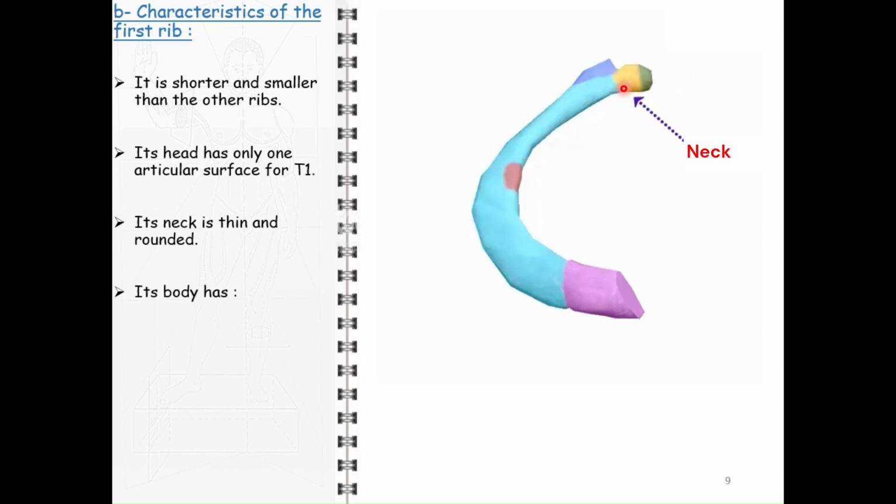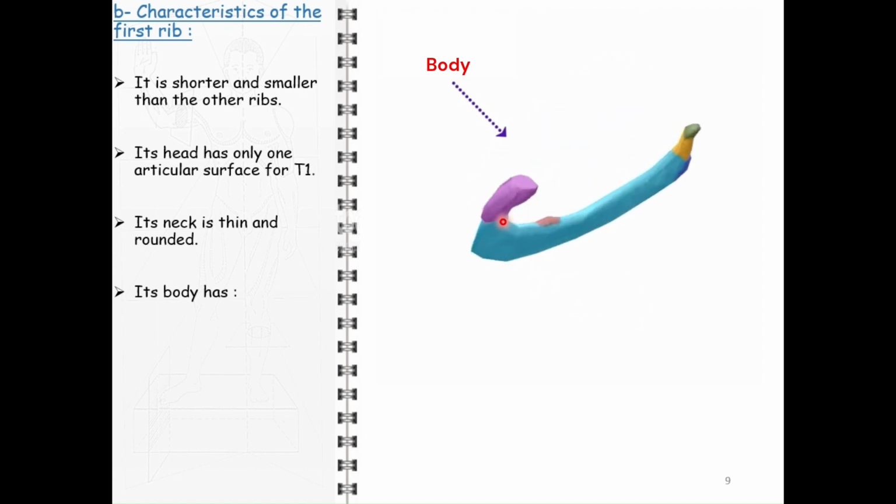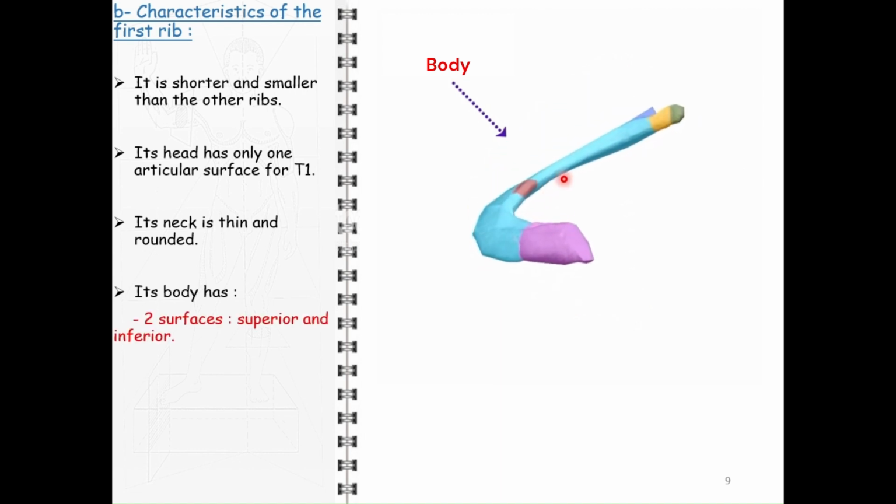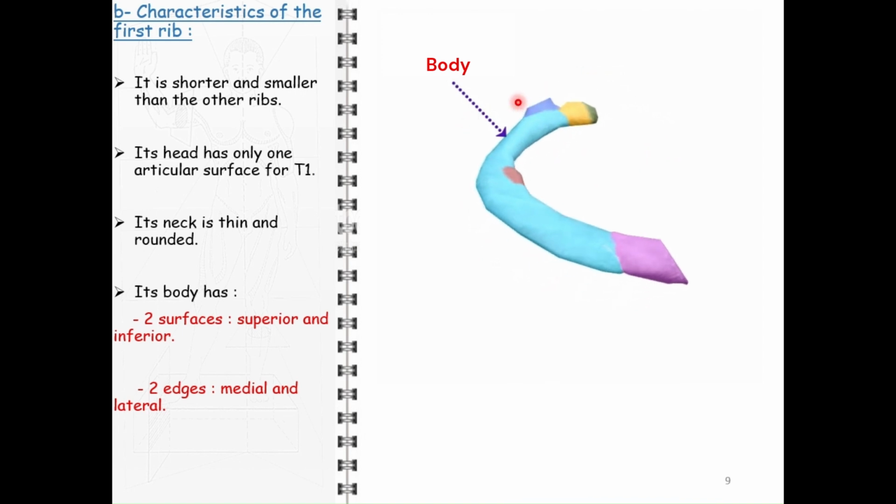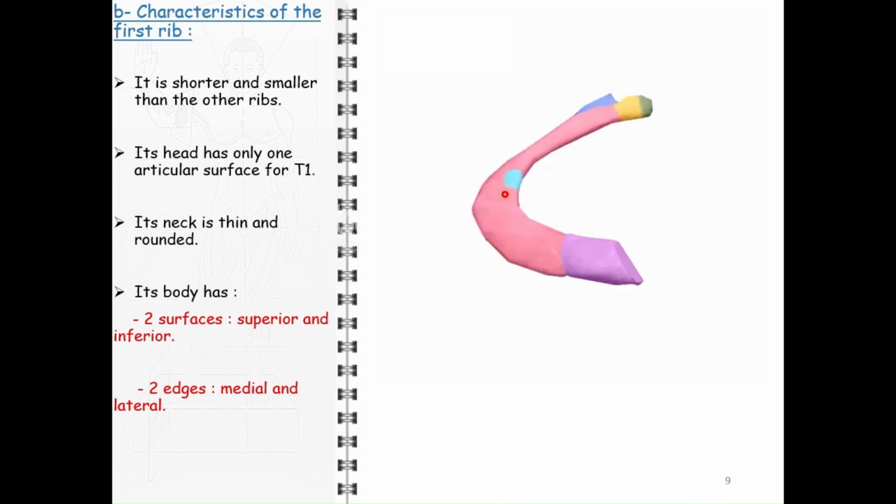The first rib's body is also particular. It has two surfaces, superior and inferior, and two edges, medial and lateral. The superior surface of the first rib has, in its anterior third, the tubercle for the anterior scalene muscle. This separates the groove for the subclavian vein anteriorly and the groove for the subclavian artery posteriorly.